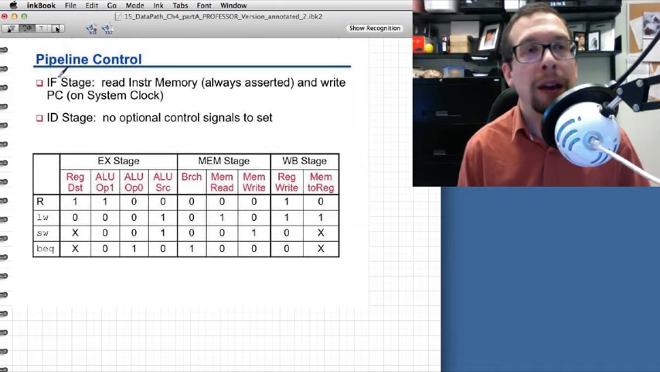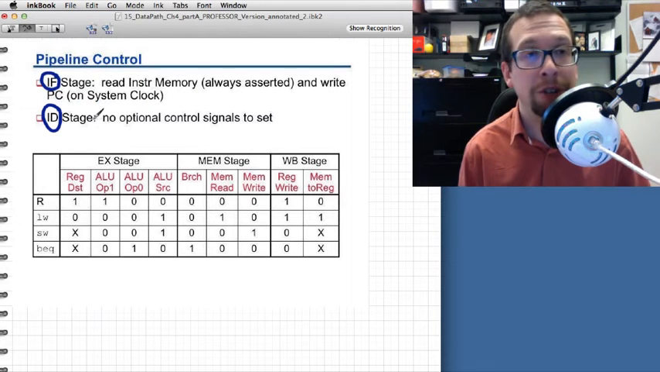So we have the instruction fetch, we have the instruction decoding stage, and so you read the instruction memory and you write on the program clock, and that never changes. During fetch, during decoding, there are no optional control signals. You're just decoding these control signals.